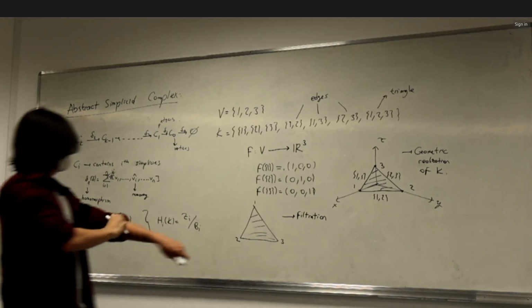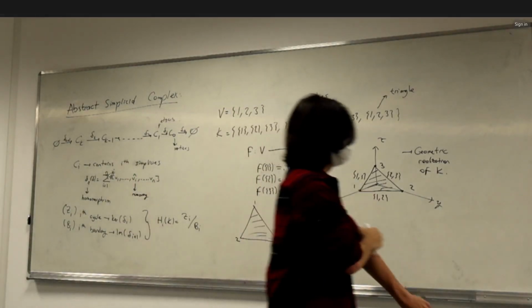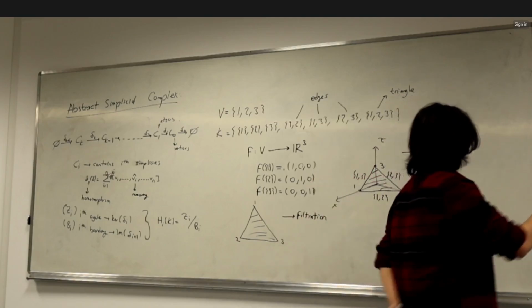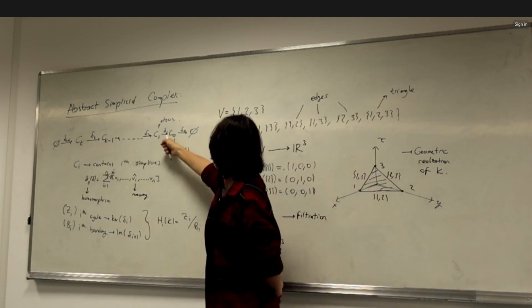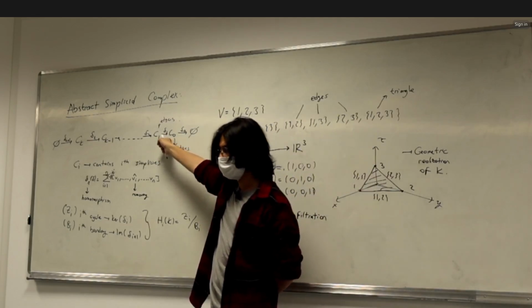So looking at here, by using this idea, we can say that here we don't have any C1 class, so everything in C0 should be a homology class.